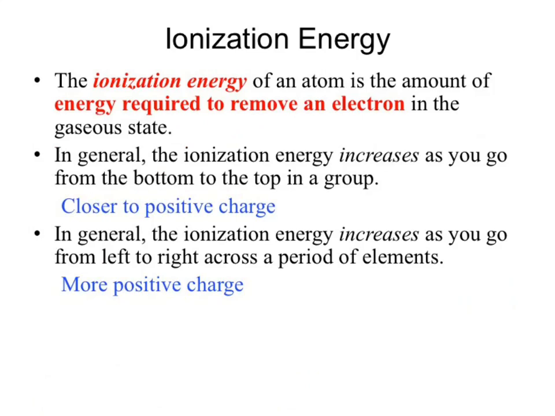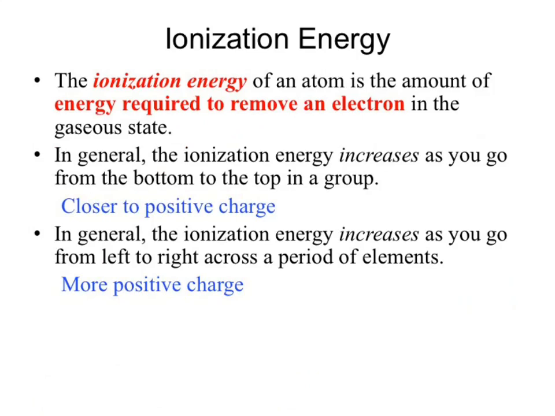Okay? The next trend that we could look at is our ionization energy increases as we go from left to right across the period of elements. Okay? Does it make sense for that to happen? What's happening as we go from left to right? More electrons. We have more electrons. What else do we have? More protons. What's holding the electron there? The attractive force to the nucleus.